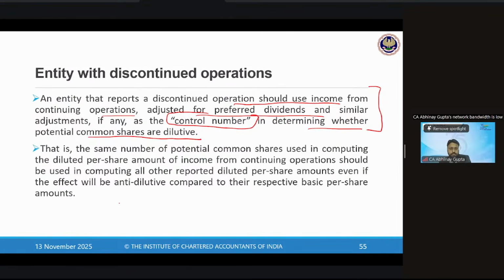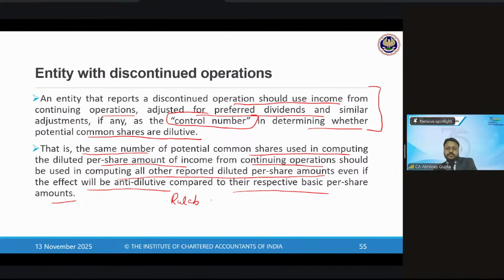Now, it means the same number of potential common shares used in computing the diluted earning per share of income from continuing operations should be used in computing all other reported diluted earning per share amounts, even if the effect is anti-dilutive compared to their respective basic per share amounts, right? In our example, when we did this continuing and discontinuing example, the rule book is: continuing operations, discontinuing operations, and the total operations, right?